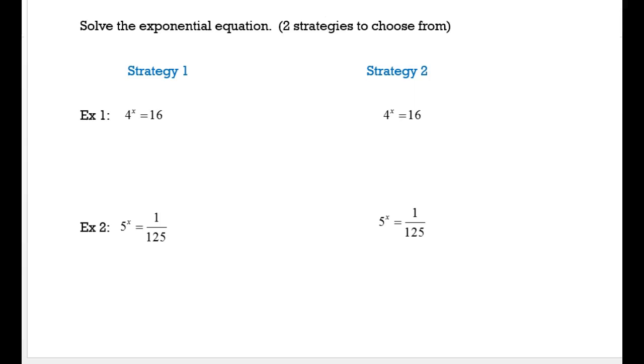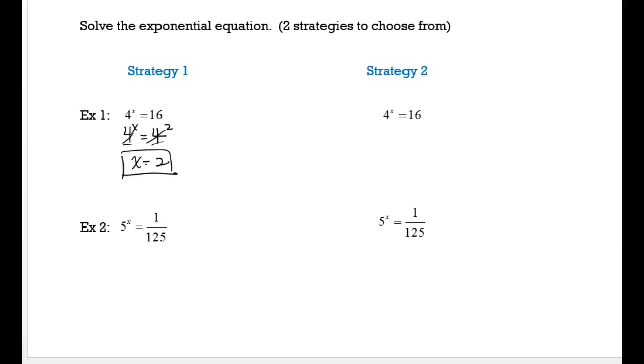Okay, so for example 1 right here, strategy 1 would be to get the same base on either side of the equal sign. 4 is the base on the left, so I'm going to leave it, and I can rewrite 16 as 4 squared. And once the bases match, they drop out and the exponents drop down, so x is equal to 2. There you go, that's all you got to do.